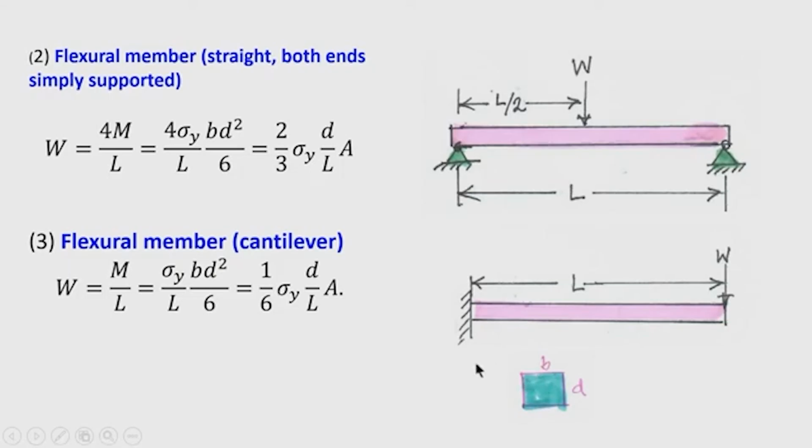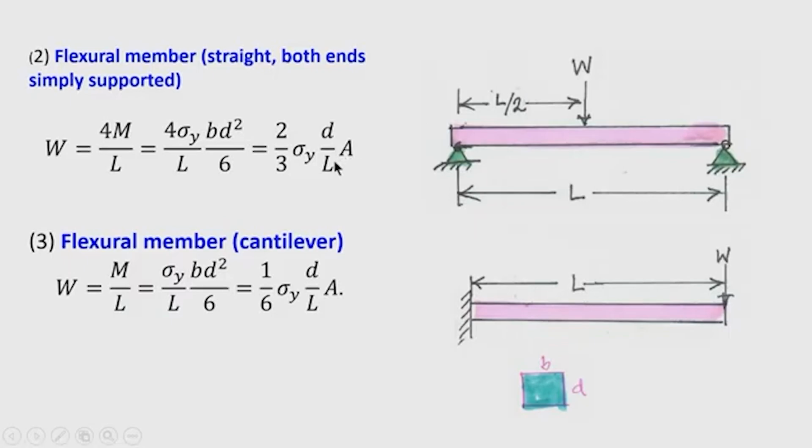So, moment of inertia is B d cube by 12, and if you divide it by d by 2, it becomes B d square by 6, which is known as section modulus. So, section modulus multiplied by the maximum stress will give you the bending moment M. So, W is expressed as 4 sigma y divided by L into B d square by 6. After simplification, it becomes 2 by 3 sigma y d by L into A.